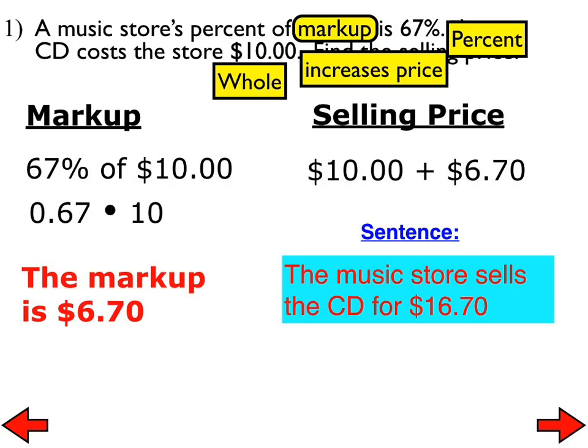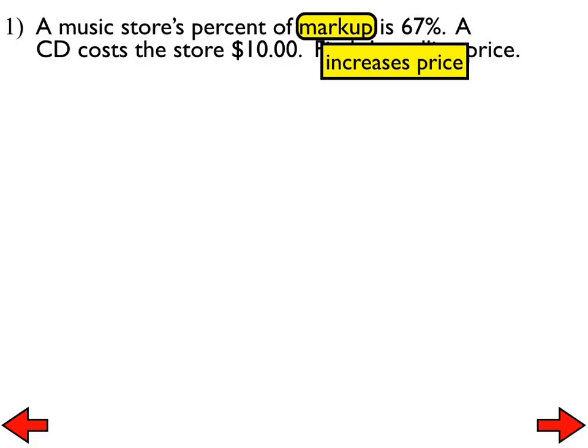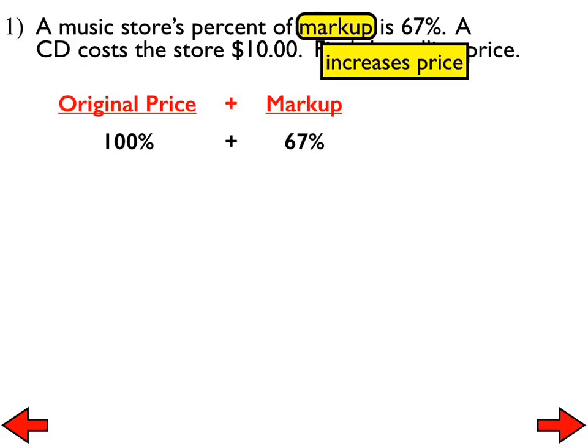So on your paper, you have 3 columns. That was the first column. The second column is with a proportion. I want you to write this down. We have a markup, which is increasing in price. That means you pay extra. So 100% would be the original price, right? That's $10. Plus markup, which is 67%, means that you're paying more than 100% of the cost. You're paying 167% of $10.